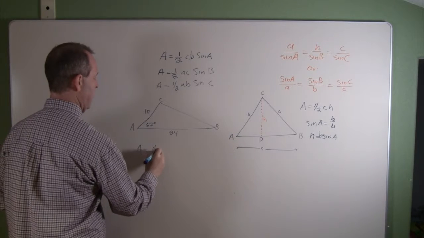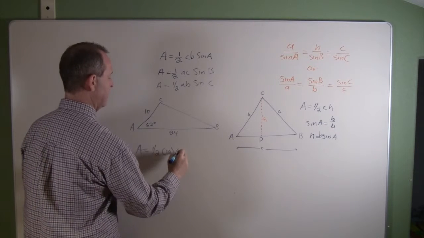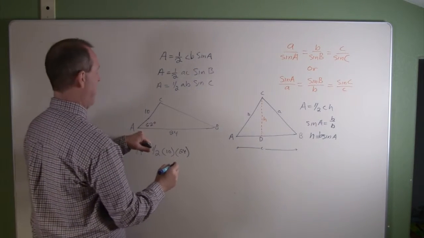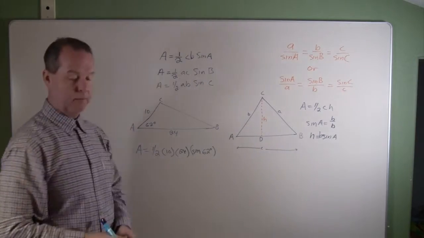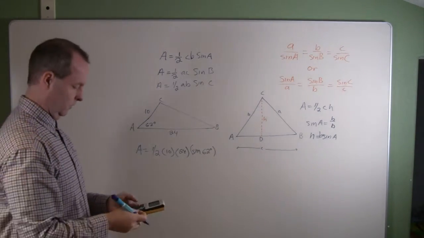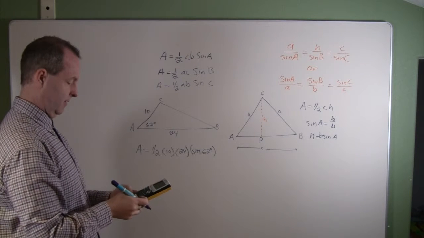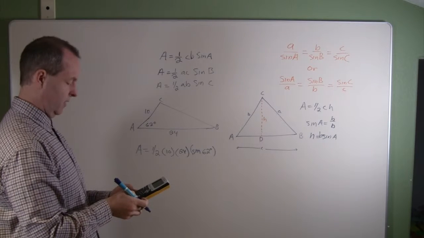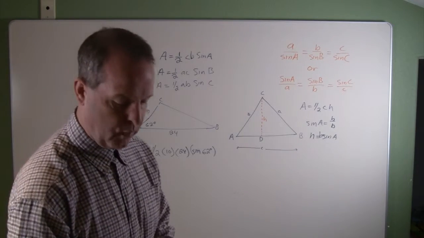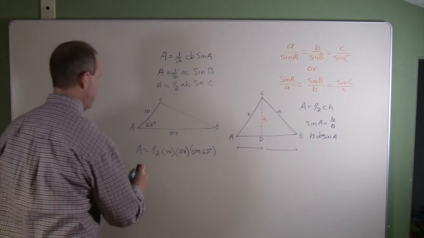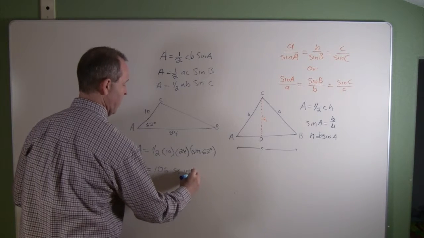So area equals 1/2 times B, 10, times C, times sine of A. Multiply that all out. .5 times 10 times 24, which we could have done without, times sine 62. I get 105.9. Let's round up to 106. So area equals 106 square units, whatever my units were.